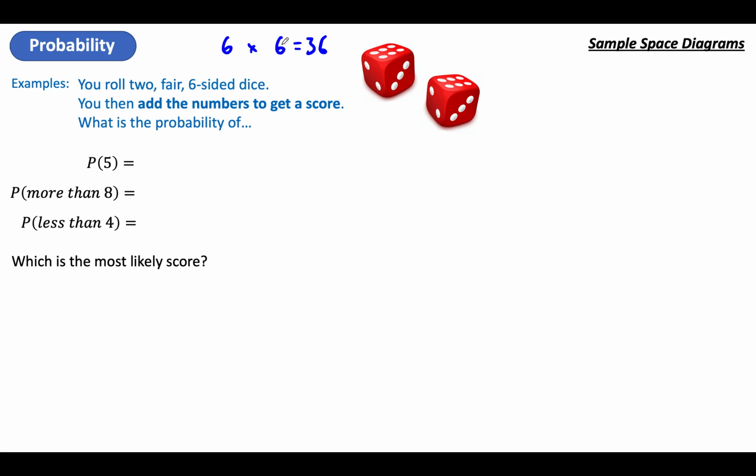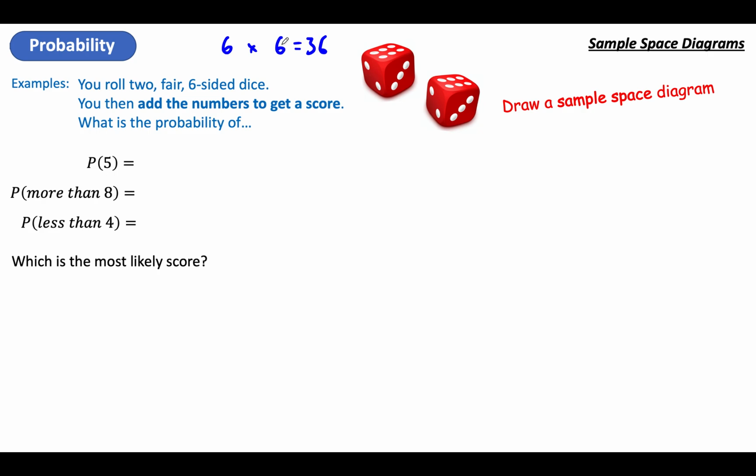So what we're going to do here is actually use a kind of chart, a little table, to put all the different results in. And this is called a sample space diagram because it sort of shows me all the different samples I could get, all the different answers. Draw a sample space diagram is what we're talking about.